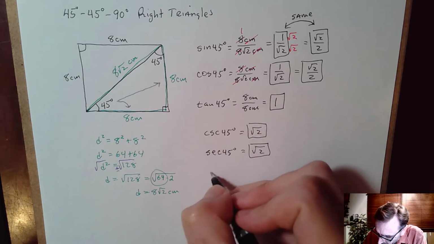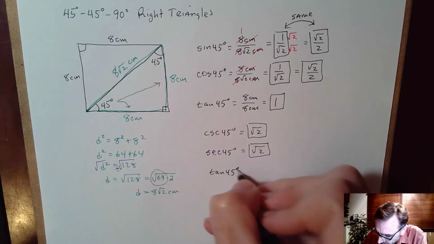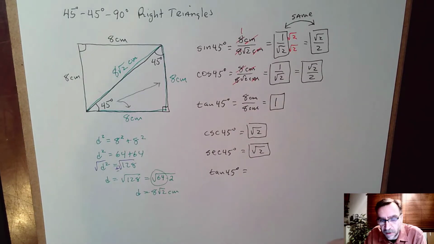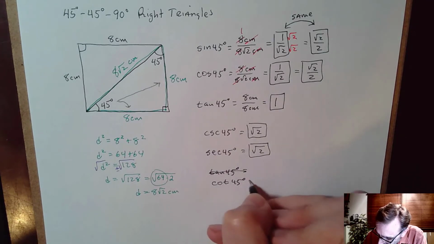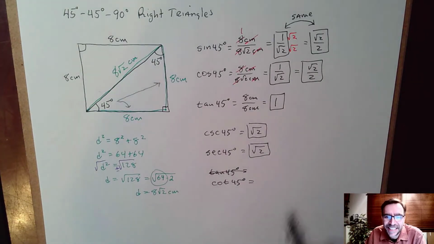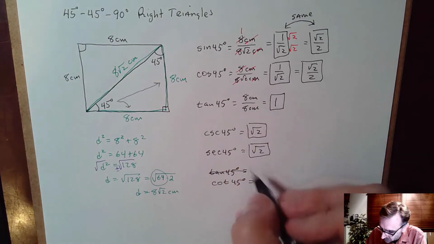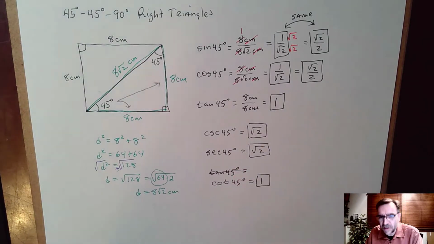And then cotangent of 45 degrees is the reciprocal of tangent. And tangent is 1, 1 over 1 is just 1 again. All right, so there's the 6 trig ratios that we're supposed to memorize for 45 degrees.